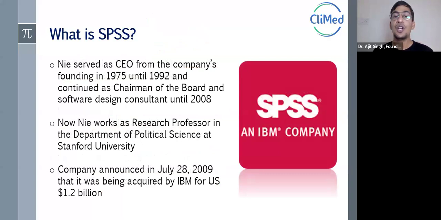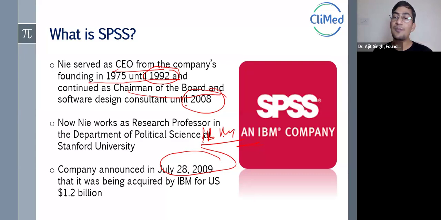Okay, so Neo served as the CEO of the company till 1992 and continued as the chairman of the board till 2008. But let's not go into this. Now the thing is, in 2010, IBM purchased SPSS entirely. They acquired SPSS, and now it is an IBM company product.